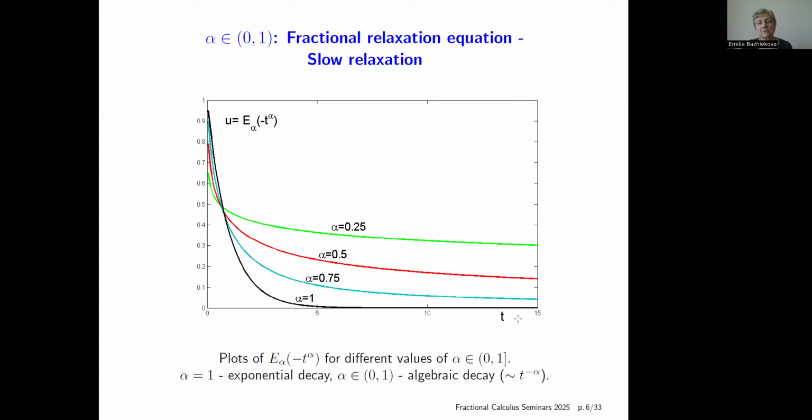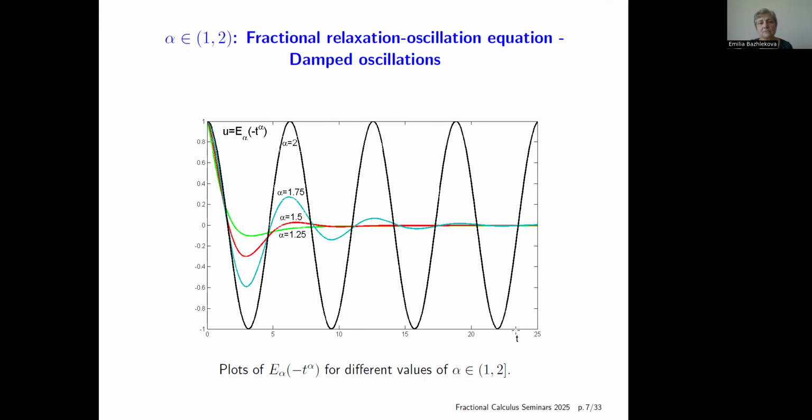Here, for some visualization, I give the behavior of this function for some values of alpha for negative argument. Alpha between 0 and 1 describes slow relaxation, and for alpha between 1 and 2, these damped oscillations are plotted on this figure.